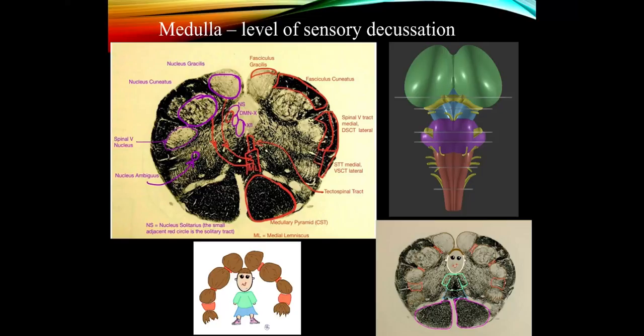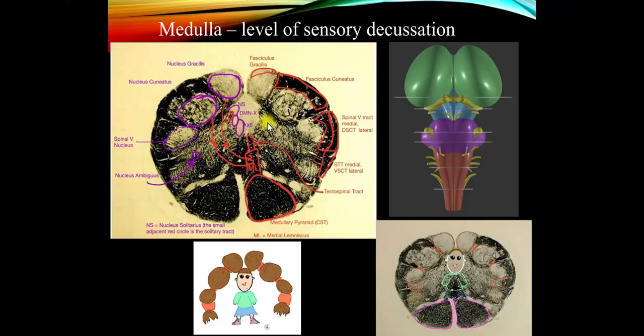Okay, now other nuclei, and again, these will become more obvious as we go up, but we will see these three nuclei become larger as we go up through the medulla. First, we have the hypoglossal nucleus. Remember the 12th cranial nerve is midline, so you can't get more midline than that. Then we go out to the dorsal motor nucleus of the vagus nerve, which is much larger on the next section up. And then further out here, we have the nucleus solitarius, which has a tract adjacent to it. So there's the nucleus solitarius and the nucleus solitarius tract.